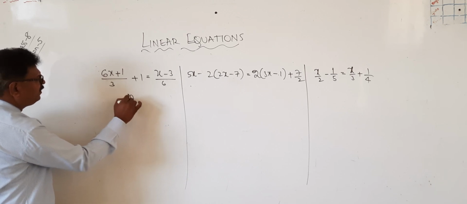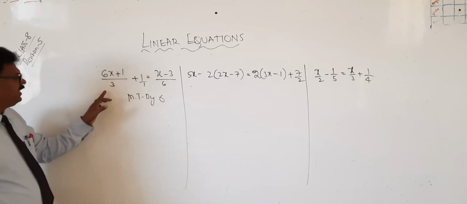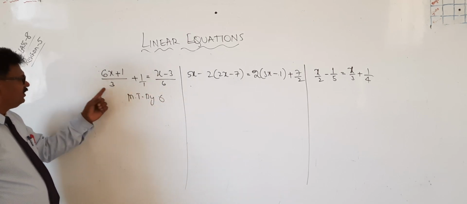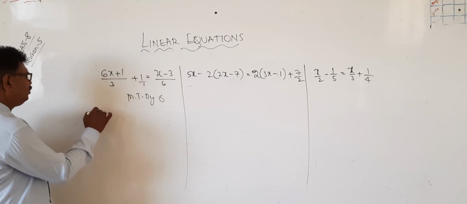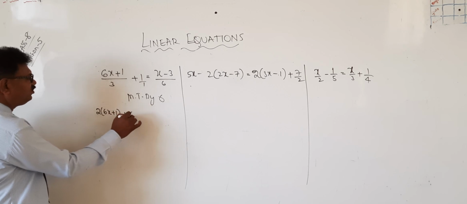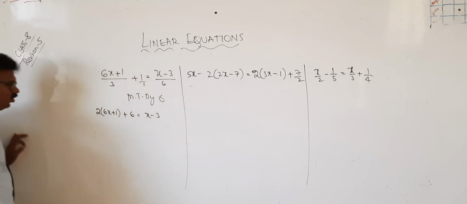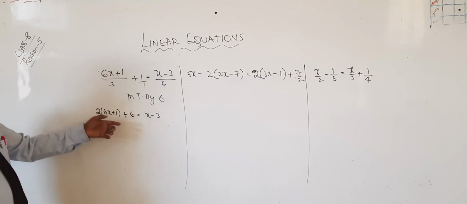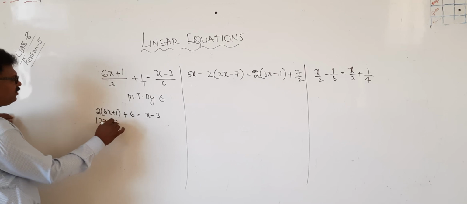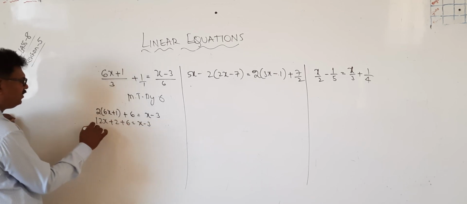Multiply throughout by 6, because the LCM of 3 and 6 is 6 only. Like this we will do. Therefore, 2 into bracket 6x plus 1, plus 6 into 1 is 6, equal to x minus 3. Now it has become that in the second step. That is, 12x plus 2 plus 6 equal to x minus 3.